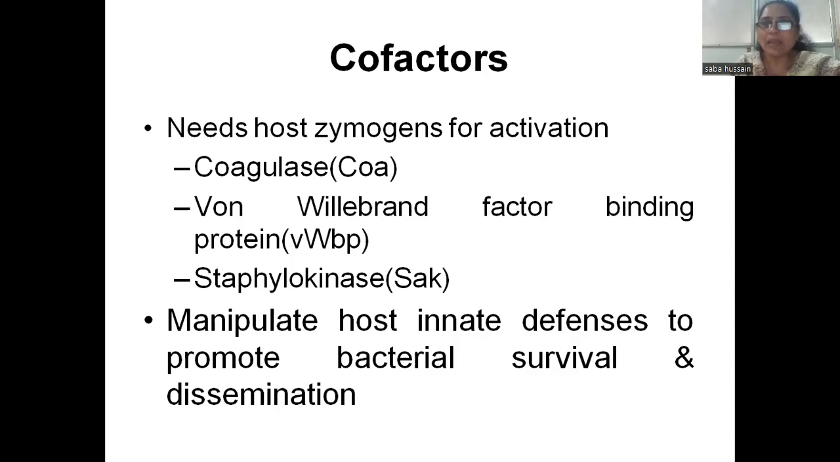Those enzymes, or the cofactors, which are present in Staphylococcus aureus, we are calling them cofactors because they will need zymogens of the host. They will need host machinery to get activated. So what are those which are present in Staphylococcus aureus? One is coagulase, another is von Willebrand factor binding protein, and the third is staphylokinase.